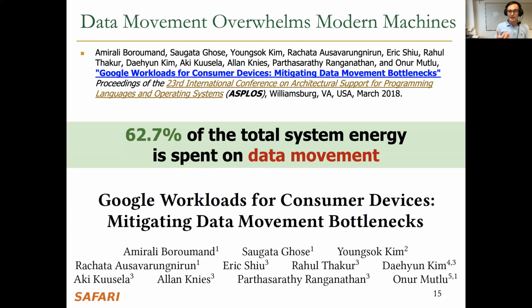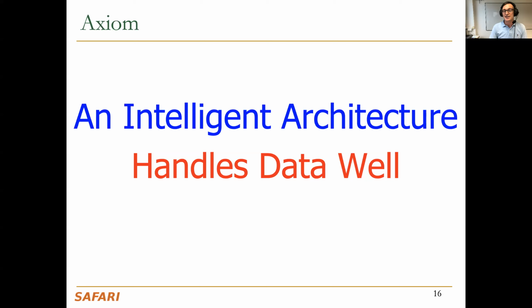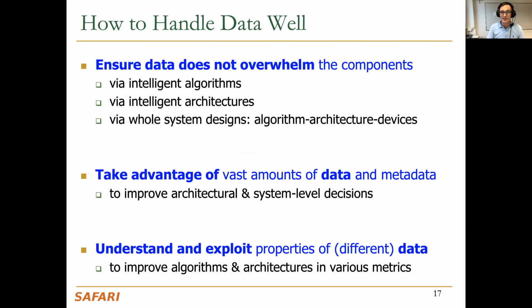As we have shown in our prior analyses of multiple different types of workloads, a significant fraction, essentially most, of the total system energy is spent on data movement today. Basically, we want to design intelligent architectures that handle data well. We don't want architectures where data overwhelms the components.